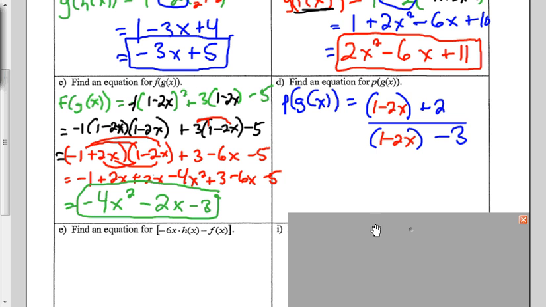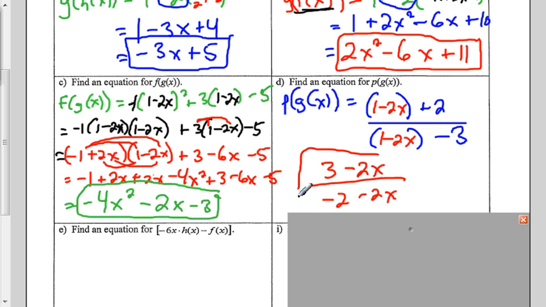For this one, every place we see an x, we're going to substitute in g of x, which is 1 minus 2x. Now I'm going to combine like terms. So 1 plus 2 is 3, so I get 3 minus 2x. And then 1 minus 3 is -2 minus 2x. And that'll be our answer.